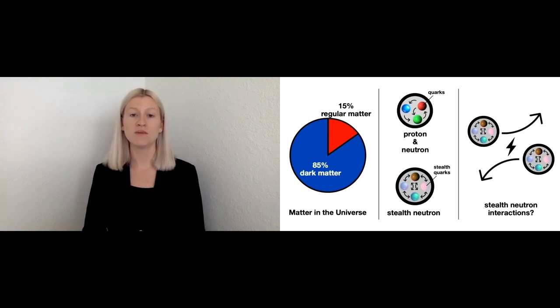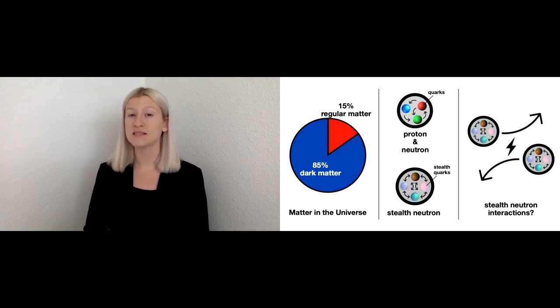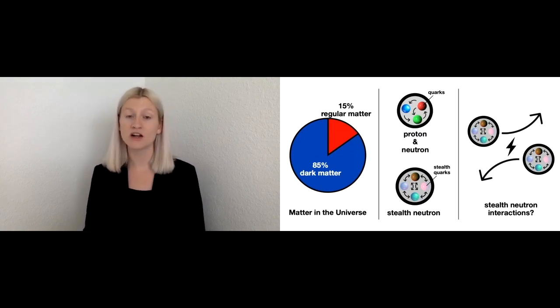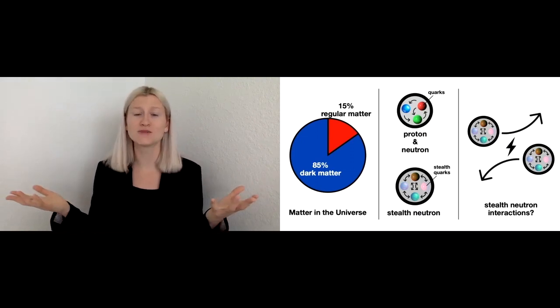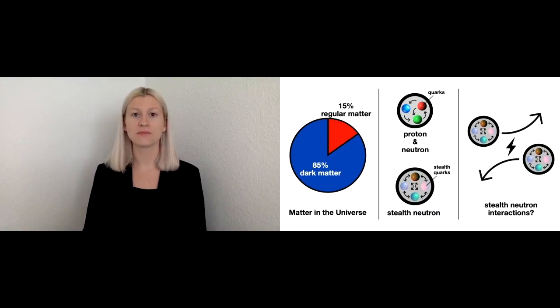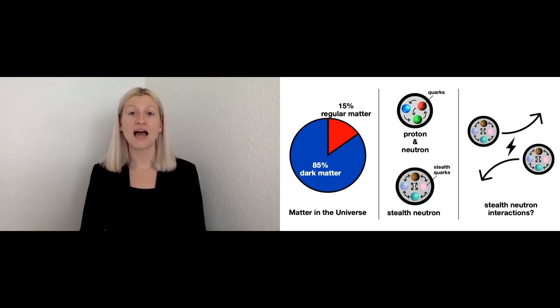So far, astronomers have observed that dark matter doesn't seem to interact directly with regular matter or with itself. This is really weird behavior compared to our world of regular matter, where you can't just walk through walls because particles stick together. But dark matter is different, and my simulations will determine exactly how much stealth neutrons interact and stick together. In order to do this, I simulate two stealth neutrons in close proximity, as you can see on the right-hand side of this slide.